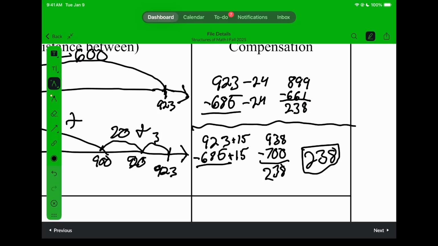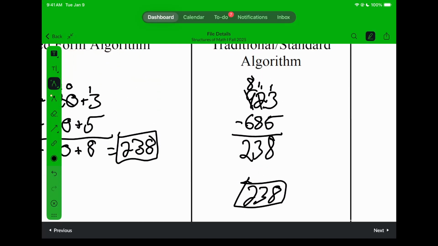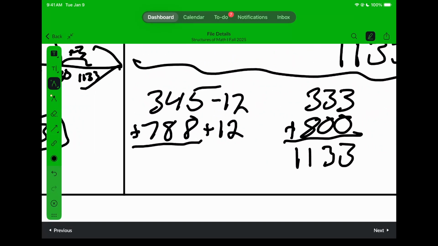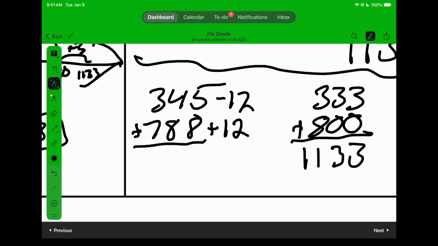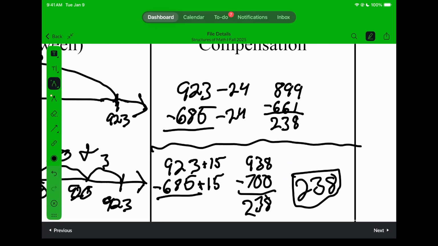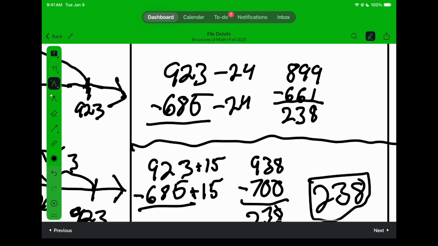And remember, biggest takeaway for compensation, cannot stress this enough. For addition, whatever you do to one number, do the opposite for the other number. Whenever you do subtraction, whatever you do to one number, do the same thing to the other number, because you got to keep the distance the same between them. Cannot stress that enough.